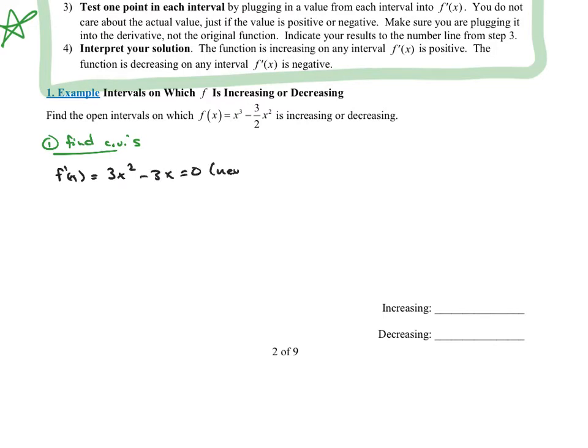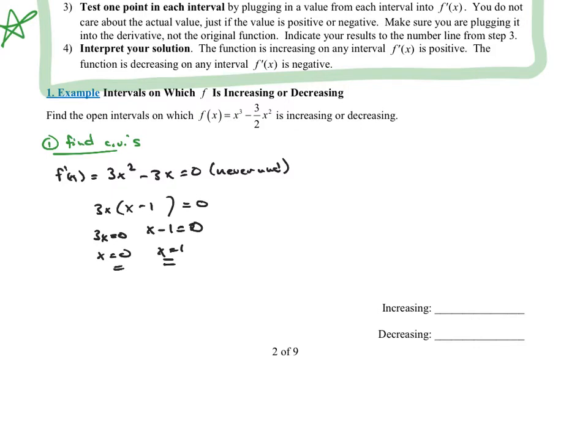It's never undefined. And it's important, again, that you always remember you have to set it equal to 0 or undefined, especially when you have rational functions or radicals, etc. So we have 3x squared minus 3x equals 0. Let's go ahead and solve that by factoring out a 3x. 3x squared divided by 3x would just leave an x, and minus 3x divided by 3x would leave a minus 1. We set that equal to 0. We set each term equal to 0. 3x equal to 0 gives me x equals 0. And x minus 1 equal to 0 gives me x equals 1.